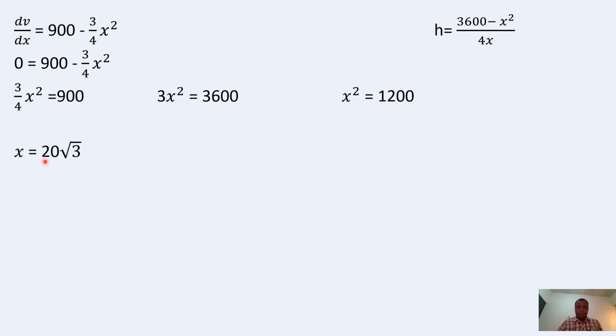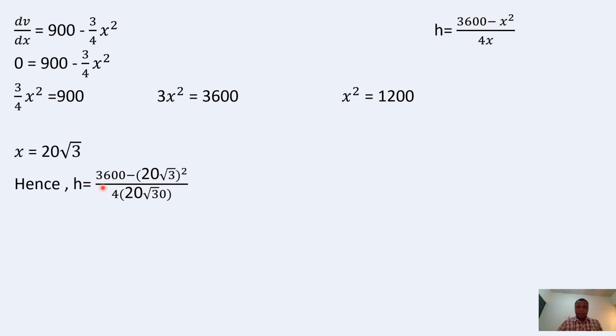X is 20 root 3. So here we multiply 2 by 4, divide by 3, and find the square root of 120, and that gives us 20 root 3. That is x, the dimension of the square base. It means we have to look for h, because we are looking for the dimensions. Therefore, we substitute this x into the h over here.